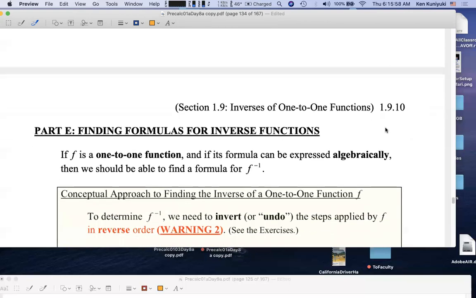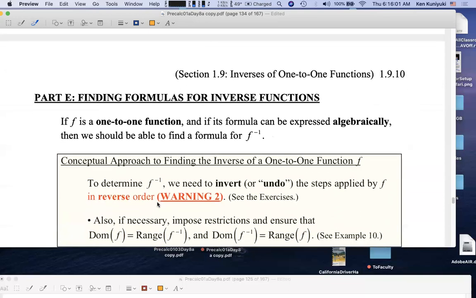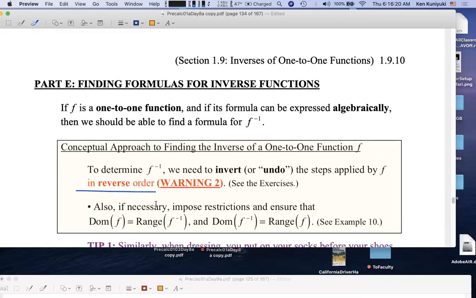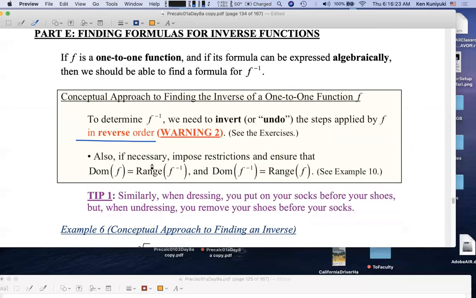So what's the point I'm making here? To determine f inverse, we need to invert or undo the steps, taking off your socks, taking off your shoes, but in reverse order. Because even though you put on your socks first, you have to take off your socks last. All right. And then also, if necessary, impose restrictions to make sure the domain of one is the range of the other for f and f inverse. We'll talk about that with temperatures later on.